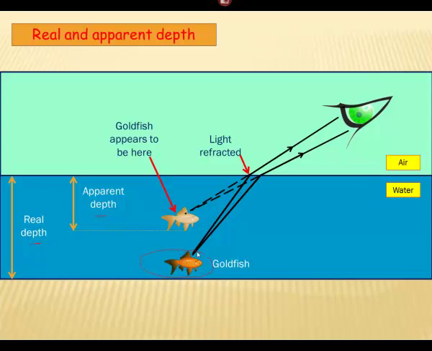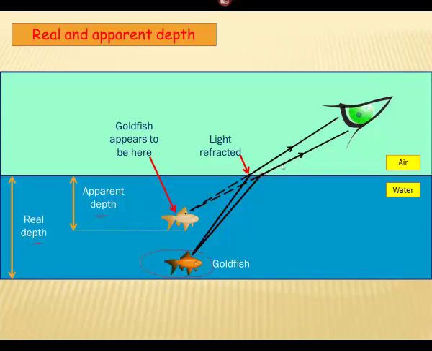Why is that? Well, look at light rays. Now watch the light rays now coming off the goldfish. Light rays off the goldfish, they hit the surface, the interface between water and air there. Because water is more dense than air, the light rays are going to refract away from the normal in this direction here, and likewise for this ray of light coming here.